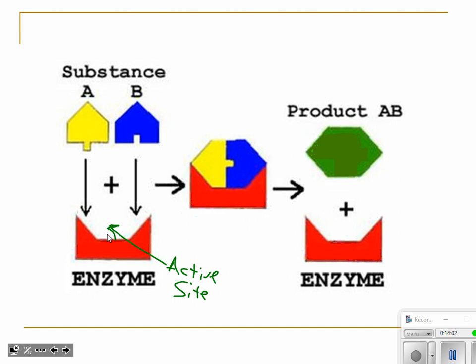Once that happens, the enzyme hooks up the two substrates, and now look, here is my new product. Has anything happened to that enzyme? No, it's free to go on and find other substrates and do the same thing again and again and again. Why can that happen? Because the enzyme is not used up in the reaction. It just speeds up the chemical reaction.